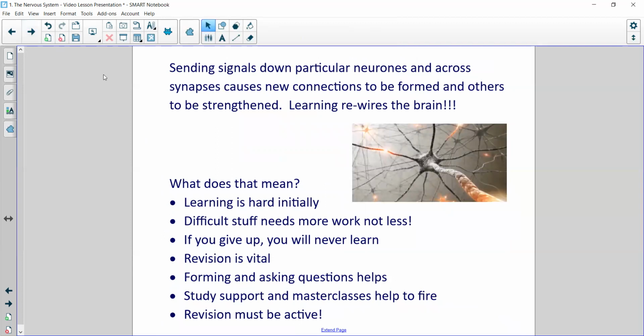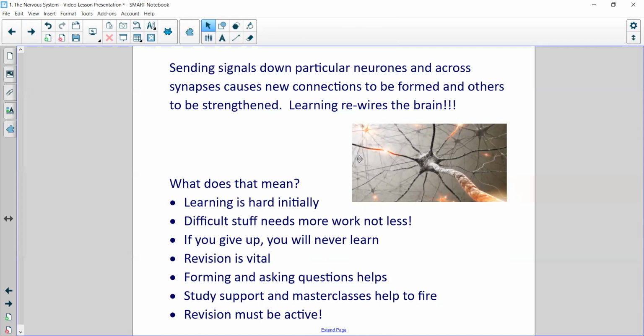Sending signals down particular neurons and across synapses causes new connections to be formed and others to be strengthened. The more a neuron is used, and the more impulses it is receiving and sending, the stronger the connections get between this neuron and another neuron. You can imagine that that point there is a synapse. If we're regularly trying to retrieve information by sending impulses from one neuron to the next, it actually strengthens the connections between them.